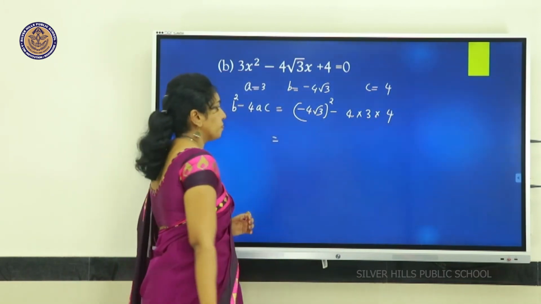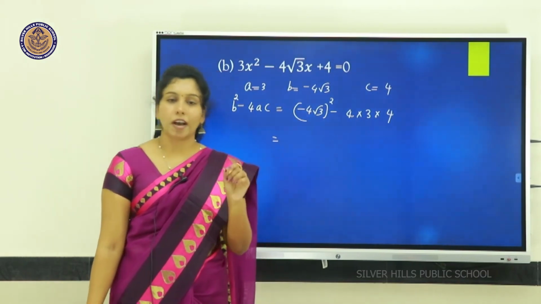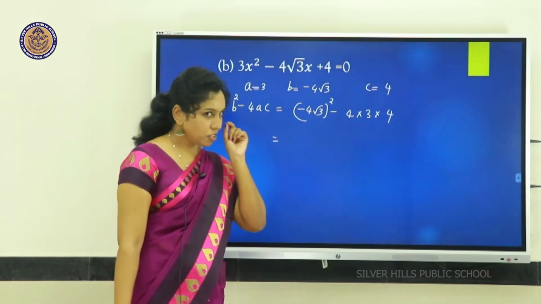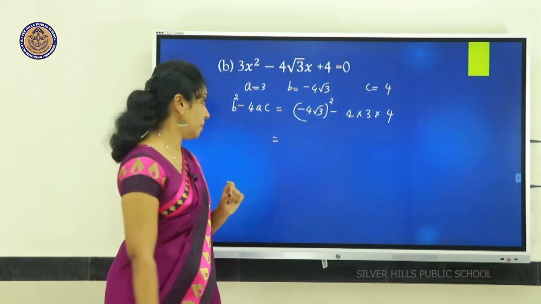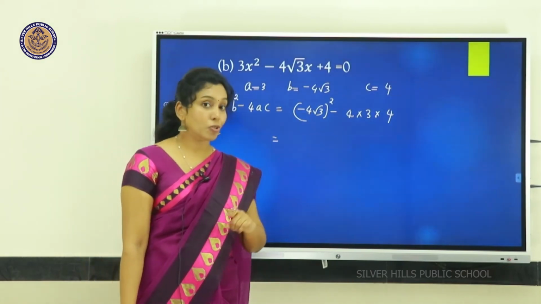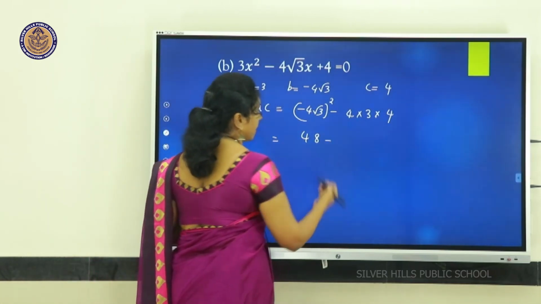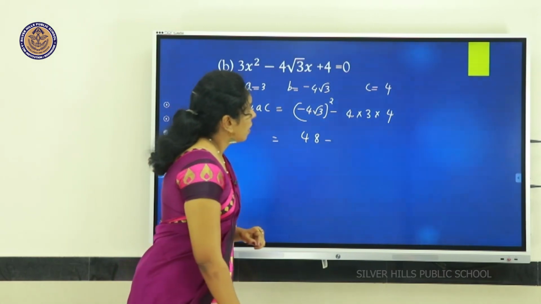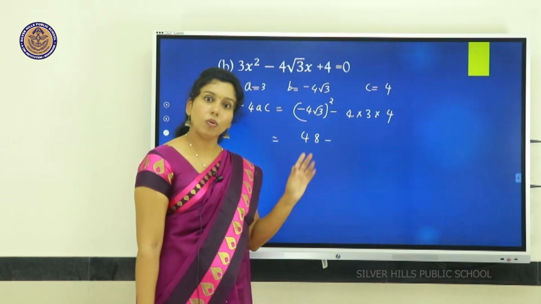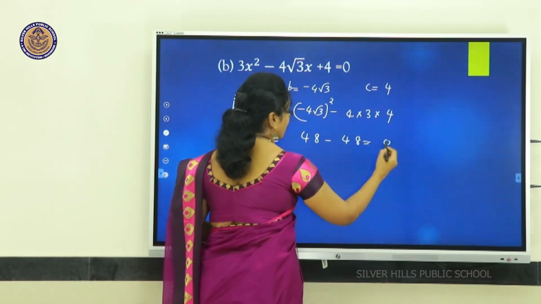That is equal to, now see, it's minus 4 root 3 into minus 4 root 3. So minus 4 into minus 4 becomes plus 16. Root 3 into root 3 is 3. So 16 into 3, that's equal to 48. 48 minus 3 4s are 12, 12 into 4, we're getting 48. So 48 minus 48, that is 0.